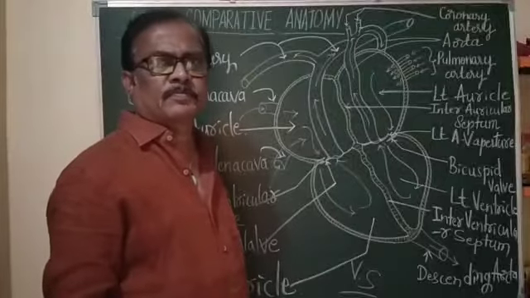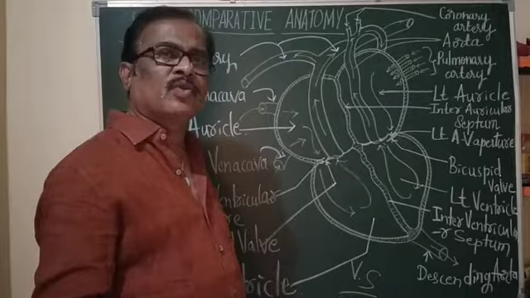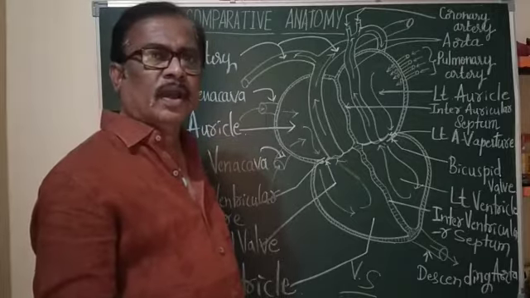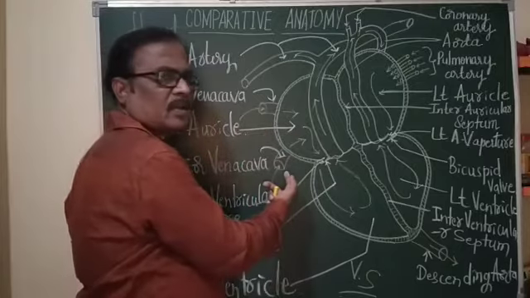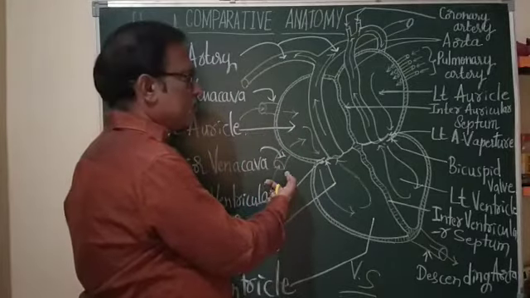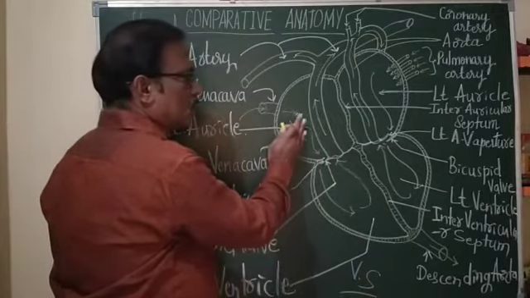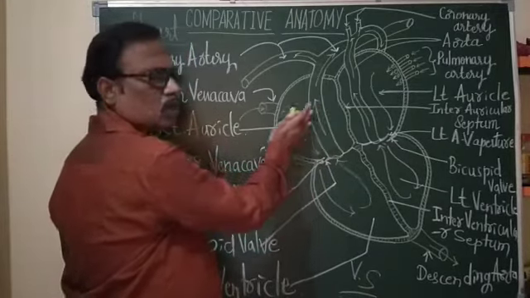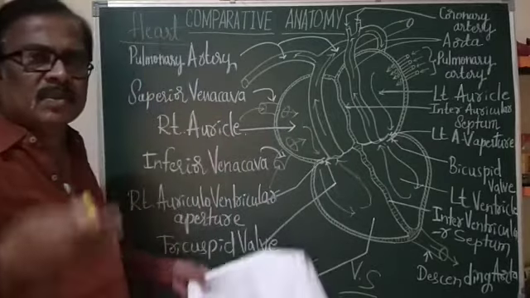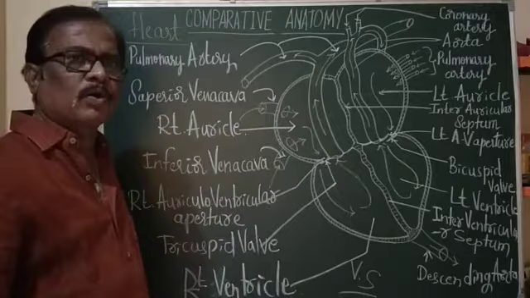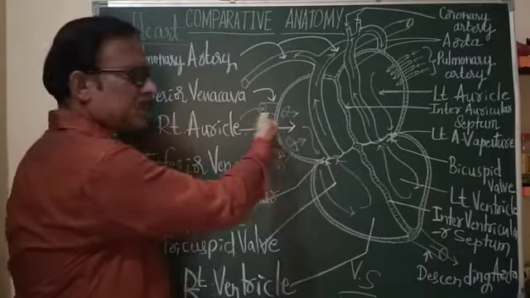Upper extremities, carried through the venules, veins, and then the blood is brought to the superior vena cava and inferior vena cava, so that blood enters the right auricle. Means from the lower extremities and from the upper extremities, the impure blood is taken to the right auricle.